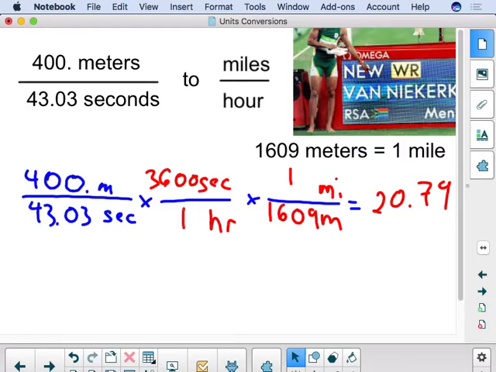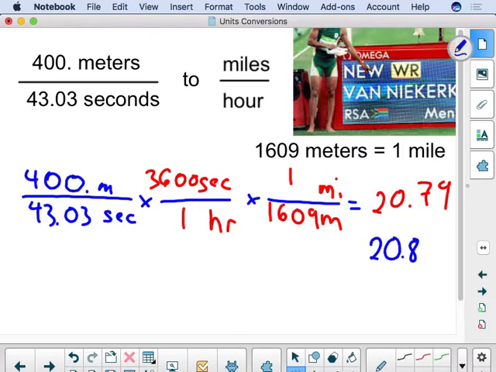How many sig figs do I have in 400? One? Nope, there is a decimal, so three. How many do I have in 43.03? Four. So how many should I have in my final answer? Three. That 400 is not just around 400. When they're running these Olympic events, they've measured that pretty precisely, so they have at least three sig figs there, maybe even four. So we can have three or four sig figs here.